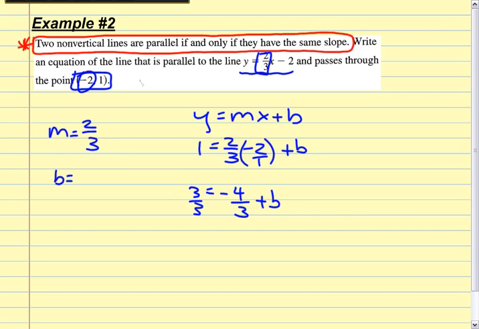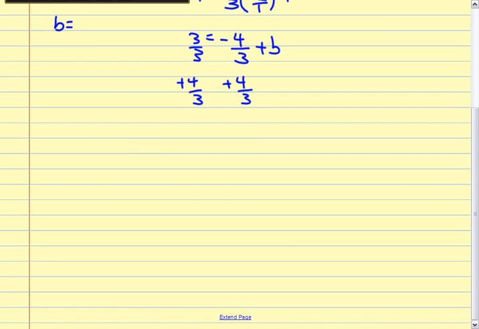Now, do you agree that this one is 3/3? Do you see why I rewrote it? Because I'm going to need to add this, and I need the same denominator. So what should I do, Jordan? Add 4/3 to the right side, add 4/3 to the left side, and that's going to give me b is equal to what, Jordan? 7/3 is 2 1/3. I'm going to leave it as 7/3 though, because we're in the 8th. Now, that means the y-intercept is 7/3.